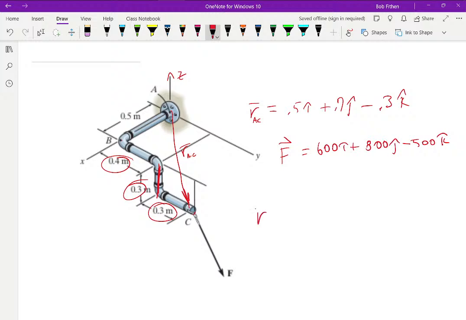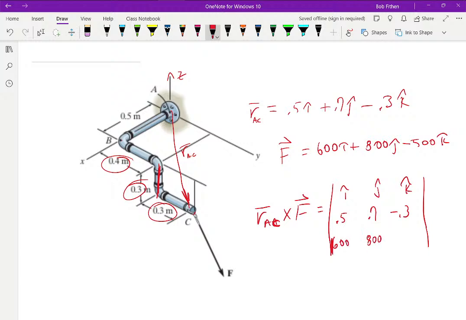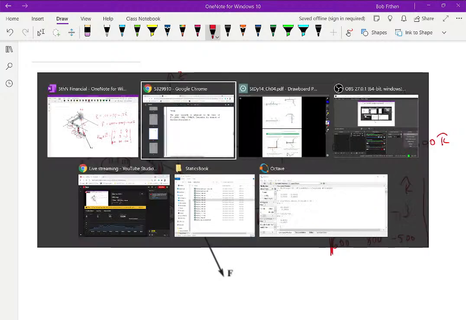So all you're doing is, that's supposed to be R_AC, is equal to I, J, K. I'm going to show you something with this in MATLAB in a second. 0.5, 0.7 minus 0.3, 600, 800 minus 500.